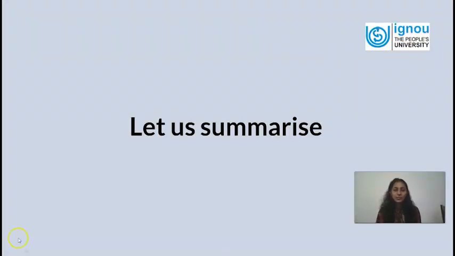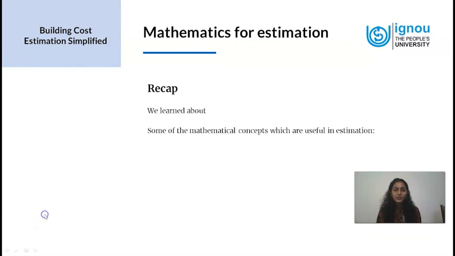So let's recapitulate. We learned about some of the mathematical concepts which are useful in estimation: length, perimeter and area, average, slope, weight, density, time and work.